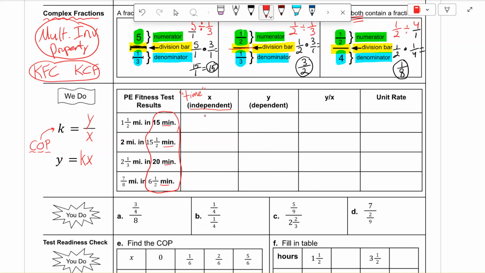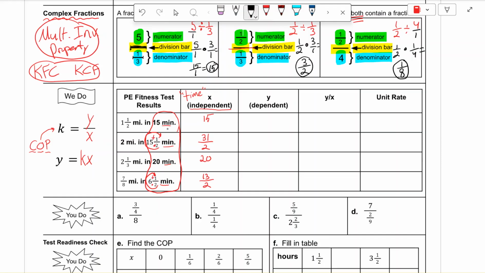So 15 is 15. 15 and a half we're going to change by doing this. Remember doing this in elementary school? 2 times 15 is 30, plus the leftover 1 on top is 31 halves. 20 is 20. Do this again. 2 times 6 is 12, plus the 1 on top is 13 halves. And that takes care of all of our independent, or our X values.